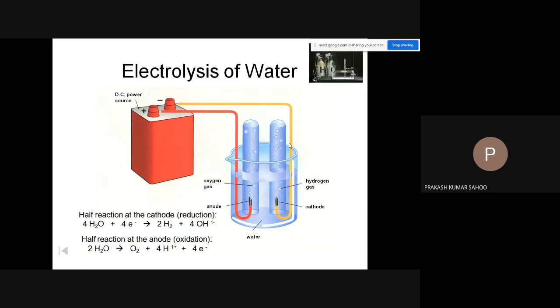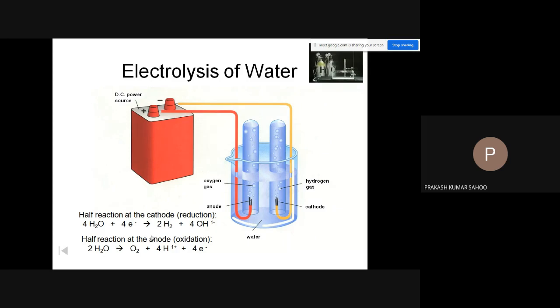This is the electrolysis of water again. This is the half cell reaction, where reduction is the formation of hydrogen, and oxidation is the formation of oxygen O2. So reduction happens at the cathode and oxidation happens at the anode. At the cathode, the half cell reaction will be where the water molecule adds electrons.